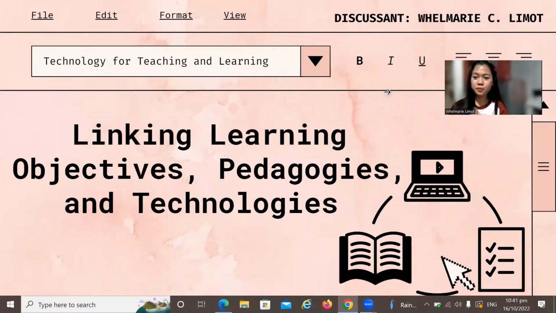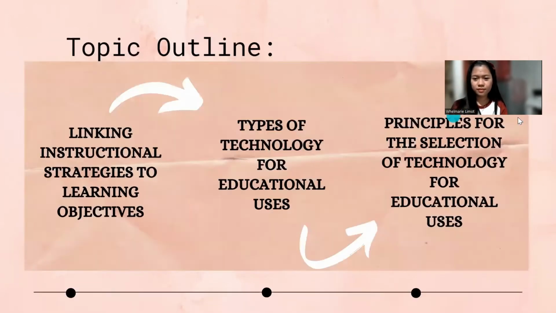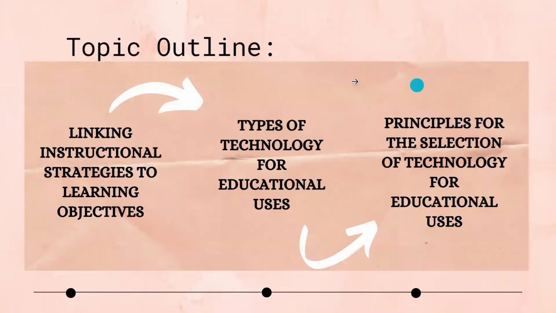Now, let us proceed to the next topic, which is about linking learning objectives, pedagogies, and technologies. Here is our topic outline. First is linking instructional strategies to learning objectives. Second is the types of technology for educational uses, and also the principles for the selection of technology for educational uses.